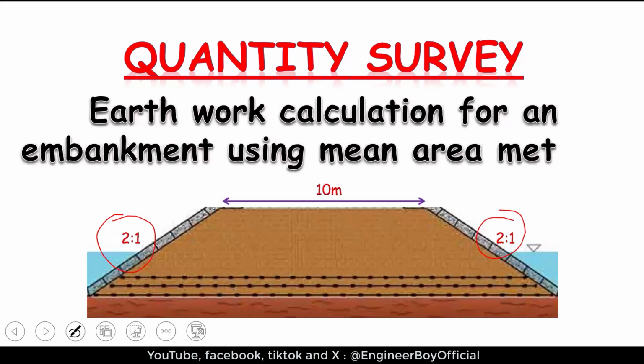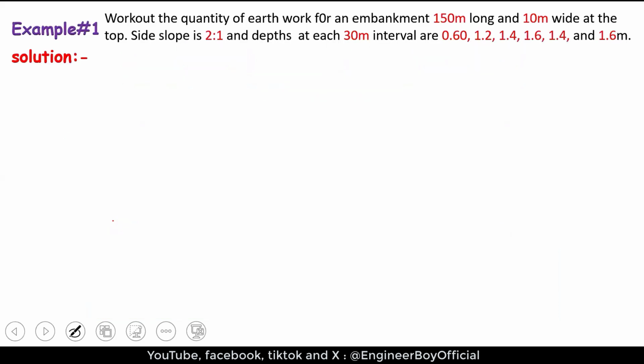Let's say we are asked to work out the earthwork for the same embankment, but this time by the mean area method. And these are the terms. As you can see, we have an embankment and the length is 150 meters. The width is 10 meters at the top, and the side slopes are 2:1. Let's say this is an embankment for maybe a road, maybe for a railway track.